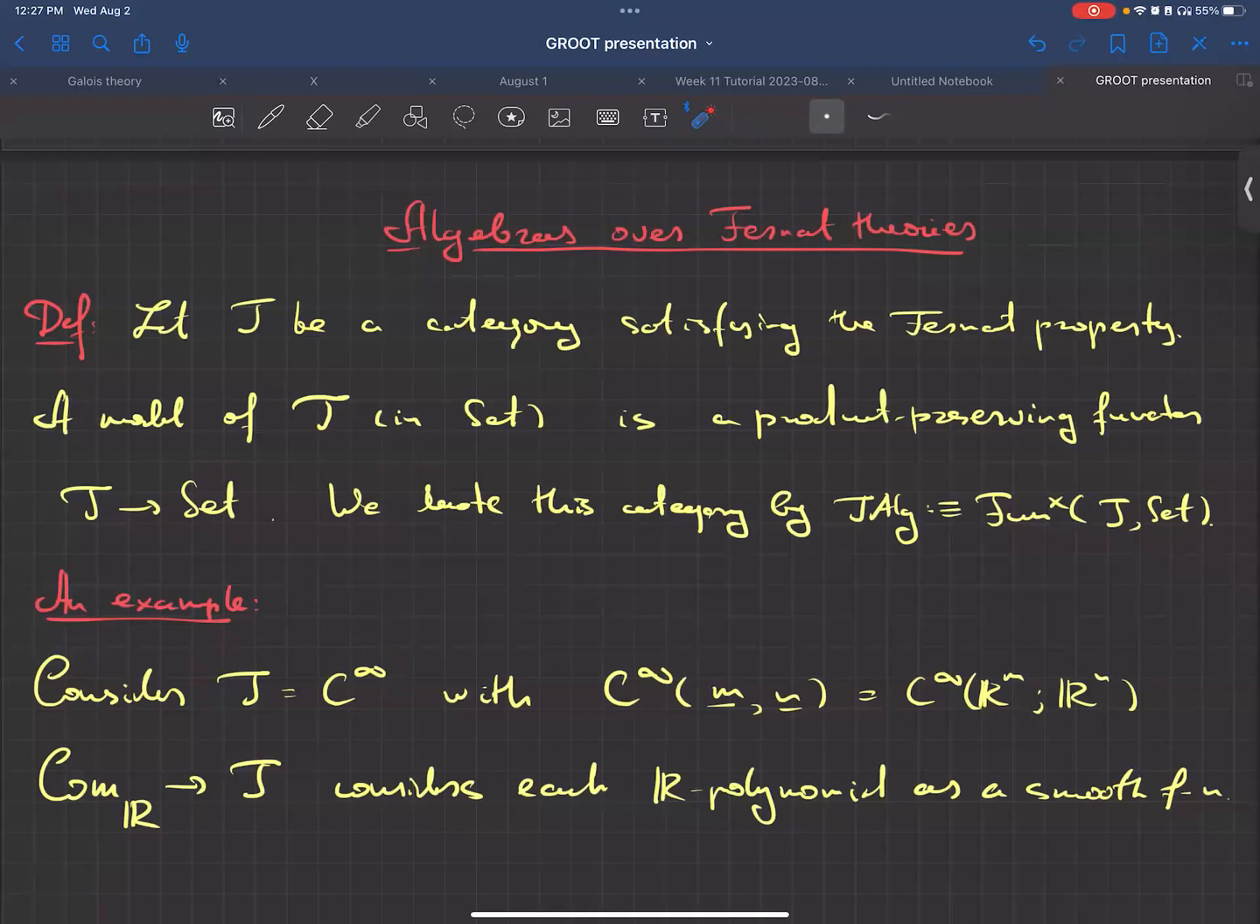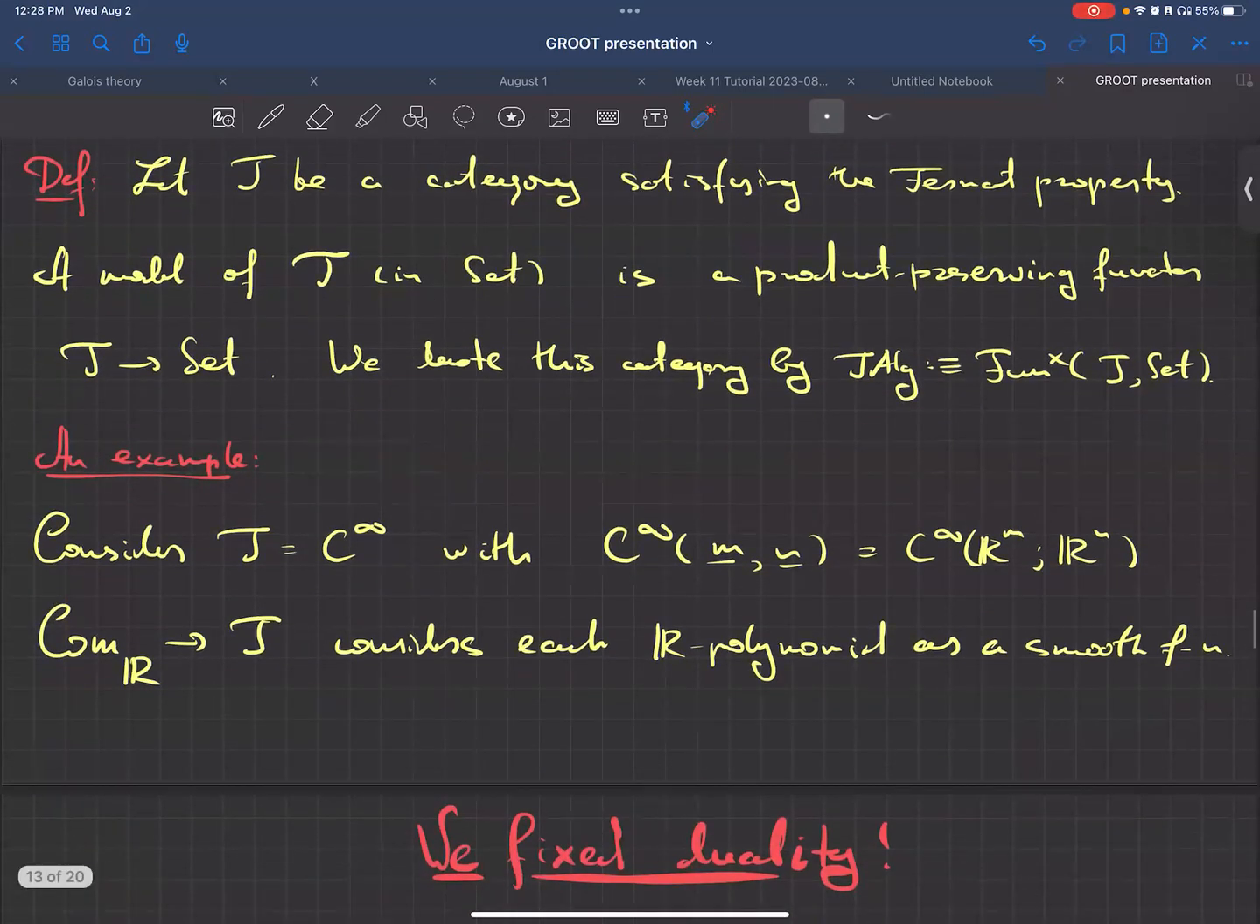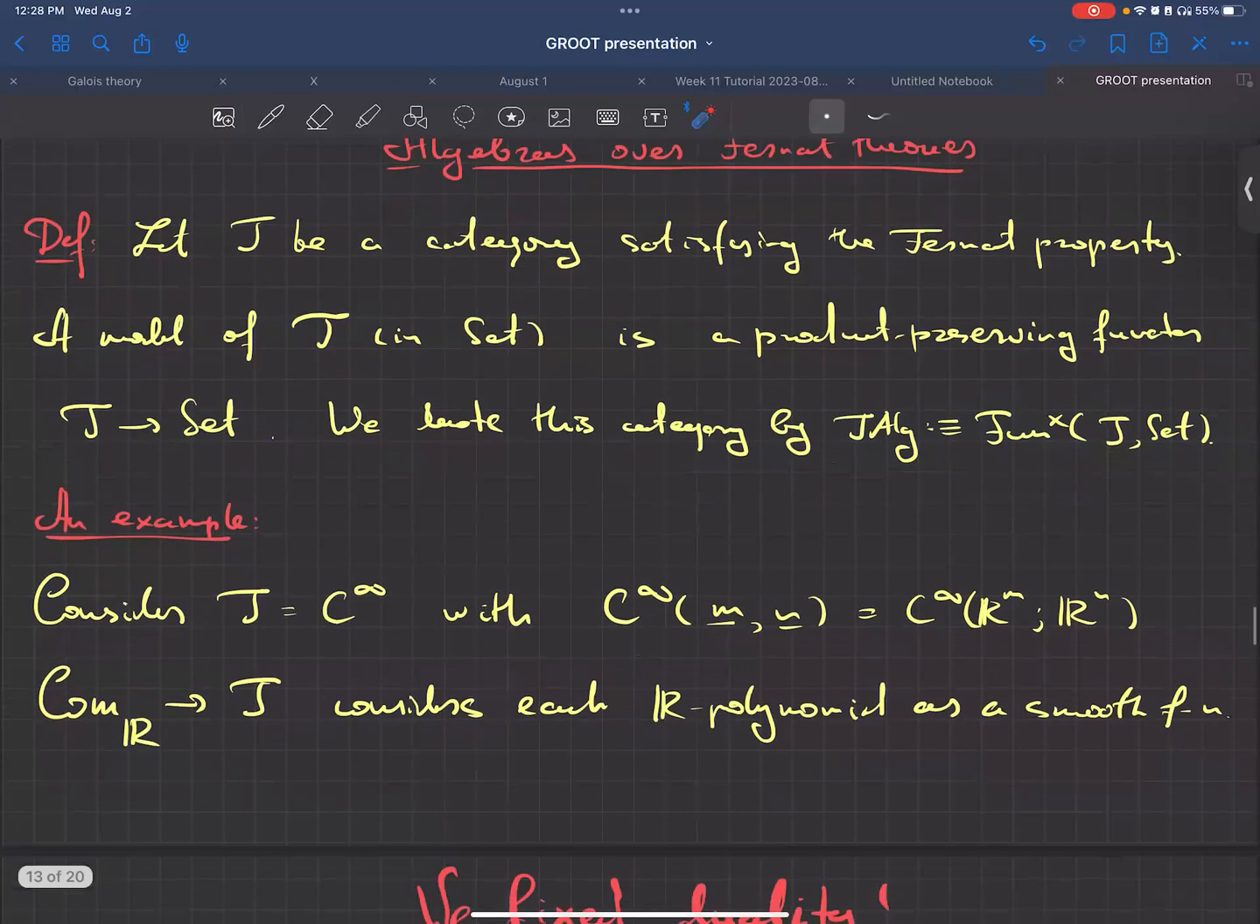So we can consider the category T equal to C infinity, where the morphisms between m and n in C infinity are just all smooth maps from R^m to R^n. And we have a functor from COM-R to T. Here you see it's a bold R, so just the ring of real numbers. And this morphism is very simple. We just consider each polynomial as a smooth function. And this results in the required morphism for the Fermat property.